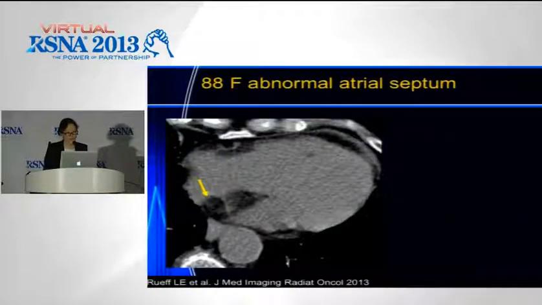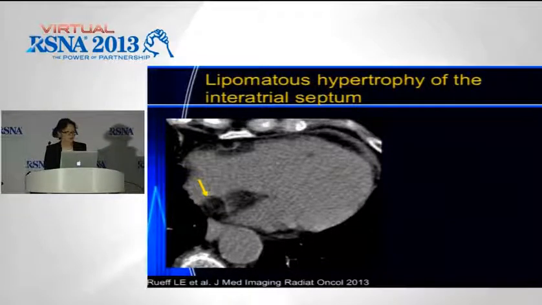So this is an elderly female, this is a non-contrast CT, and we can see an abnormal appearance to the interatrial septum. It kind of has a lobulated appearance, low density, which is essentially fat density. And this is the classic appearance of lipomatous hypertrophy of the interatrial septum.